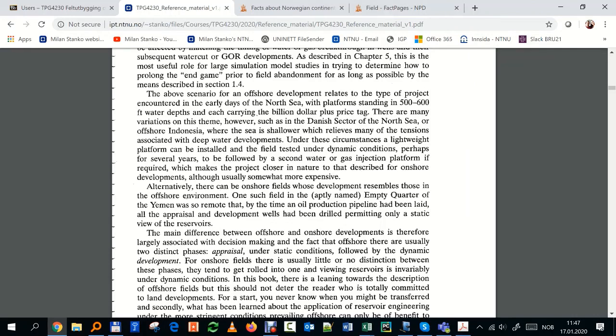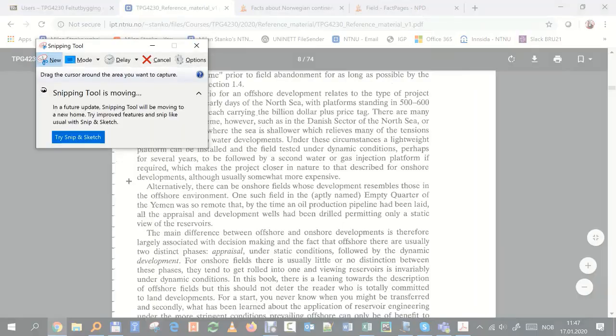So here Dake says that there can be onshore fields whose development resembles those in the offshore environment, because simply they are remote, they have no infrastructure, so you have to build everything from scratch. Like they call the field in Yemen, and the Urucu field in Brazil is actually in the middle of the forest, so you have to have the plant, the infrastructure, everything. Let's take that part.